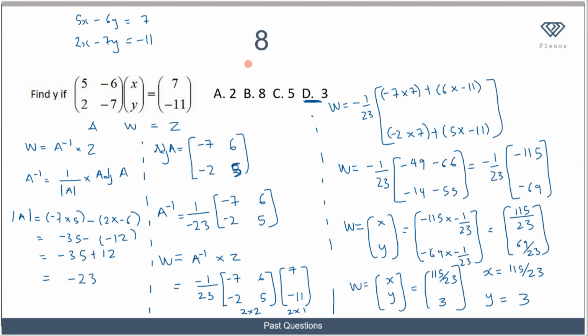So this is one of the advantages of JAMB, in which you just have options. Nobody cares about your workings, so you have to be smart. And in this case, if you don't know how to solve it using matrices, you can easily convert to normal form and solve it using either substitution or elimination method, and you are still going to get the same answer, Y being equals to 3. So this pretty much sums up what you need to know with regards to matrices for JAMB.